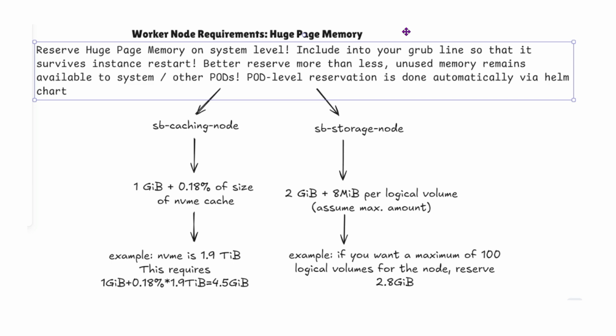In the case of a primary or secondary storage node, the amount of huge page memory mostly depends on the maximum number of logical volumes which are to be attached to the node. The minimum demand is around 2 GB, and per logical volume, about 8 MB may need to be allocated.